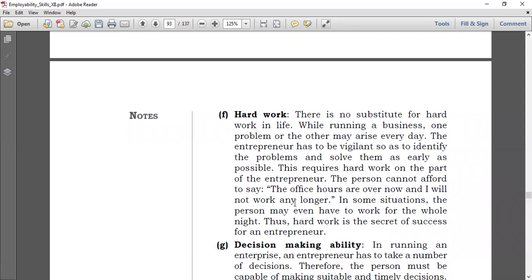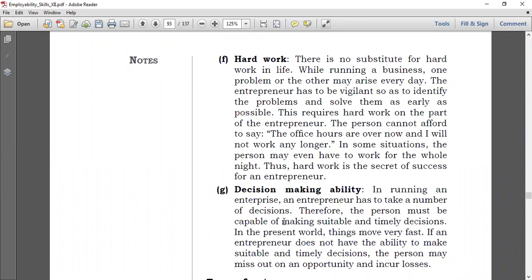Hard work means a person cannot afford to say that office hours are over now and I will not work any longer. This kind of attitude will not help you, because if you're not doing any kind of hard work, then you cannot say these words. Sometimes people have to work the whole night also, so that is actually hard work.